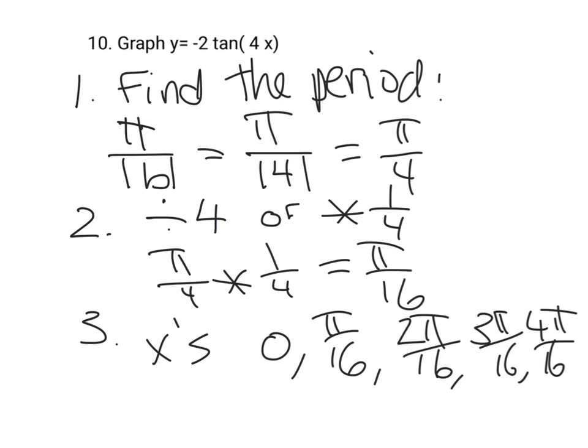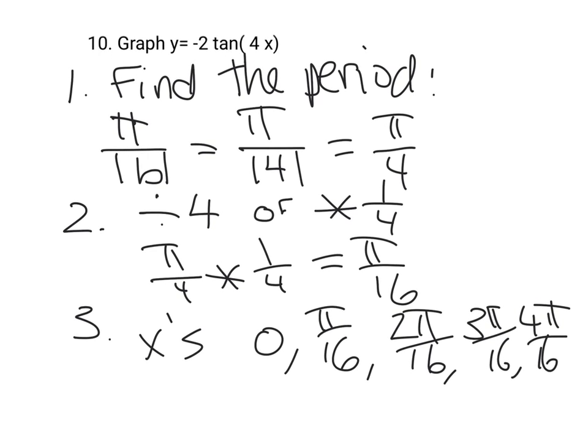And since tangent finishes its cycle within a distance of pi units, we're going to use pi over absolute value of b as our formula. The coefficient in front of our x is 4, so that becomes pi over absolute value of 4, which is pi over 4. And as we did before, we're going to divide the period by 4, or alternately multiply by 1/4. I'm going to just multiply this by 1/4, and I get pi over 16.